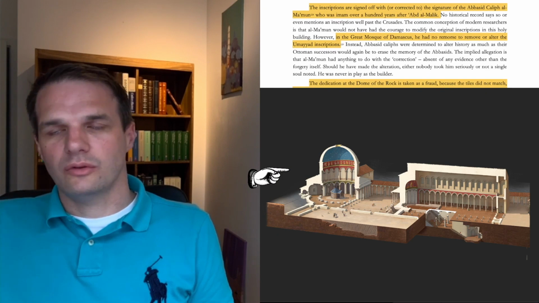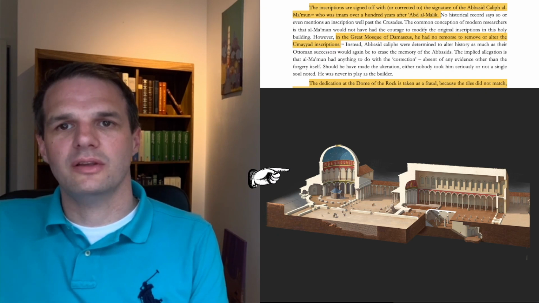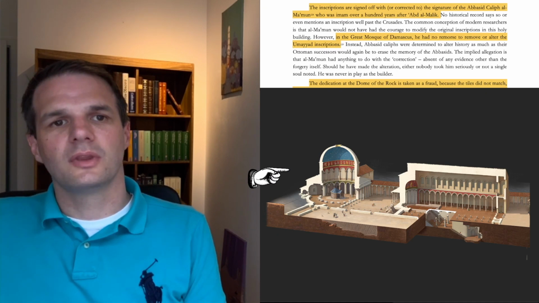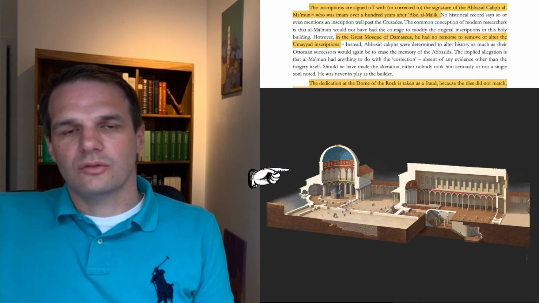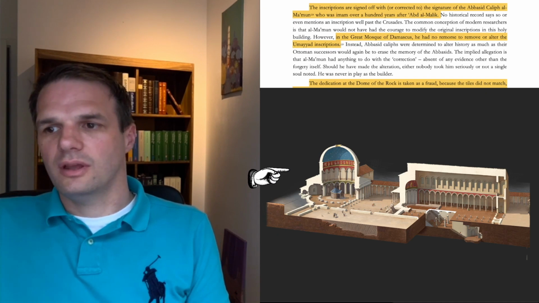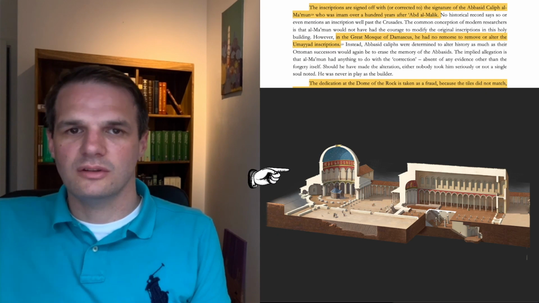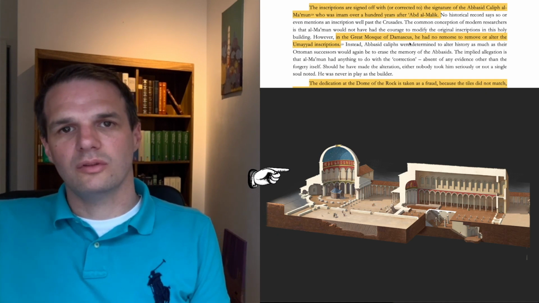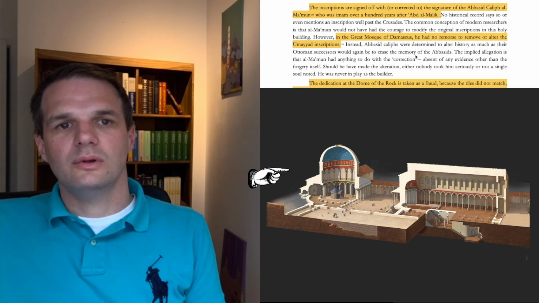The inscriptions, so now we're talking about the inscriptions in the Dome of the Rock, are signed off with or corrected to the signature of the Abbasid Caliph al-Mamun, who was Imam over 100 years after Abd al-Malik. True. In the Great Mosque of Damascus, he had no remorse to remove or alter the Umayyad inscriptions. Also true. So the Abbasids, they did replace Umayyad names and removed inscriptions. They destroyed their temples and desecrated their graves. Yeah, that's what they did. That's what they did in the Dome of the Rock, where they removed Abd al-Malik's name, and that's what they did in the Great Mosque of Damascus, where they removed al-Walid's name.